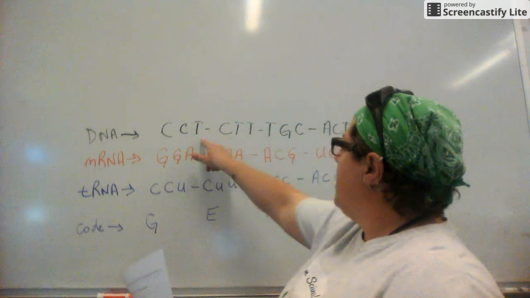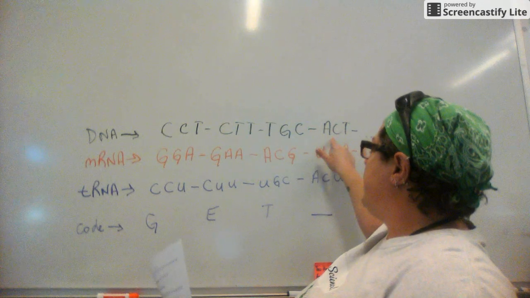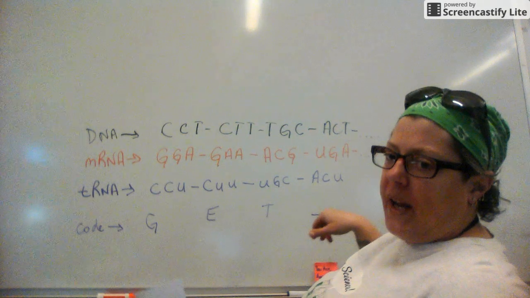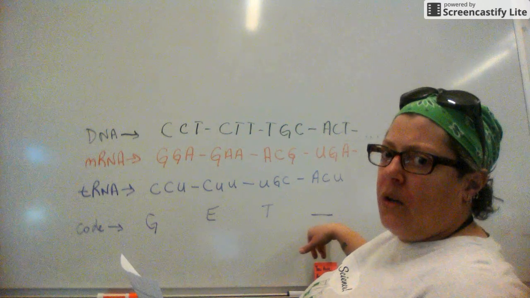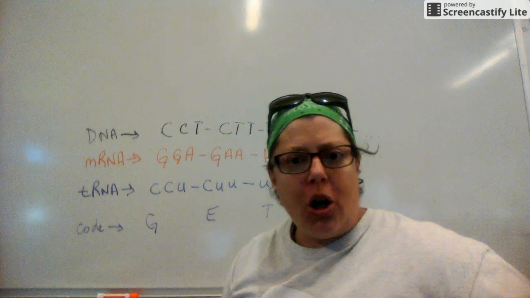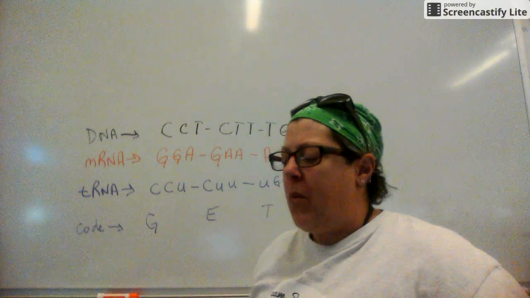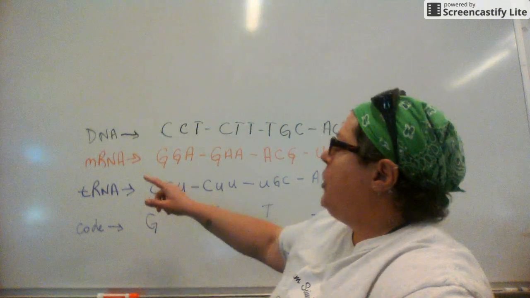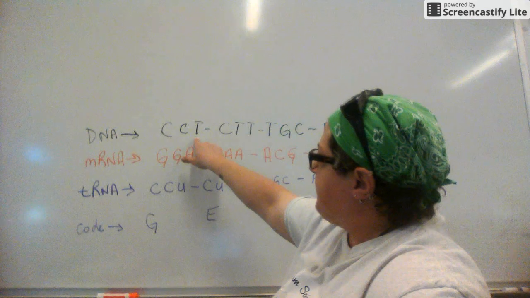I have the first 3 letters of the first word, and then this ACT, you'll see codes for a space, which you will see on your chart. This has some spaces on it. The others are letters. So you are given a DNA strand which has T's in it.